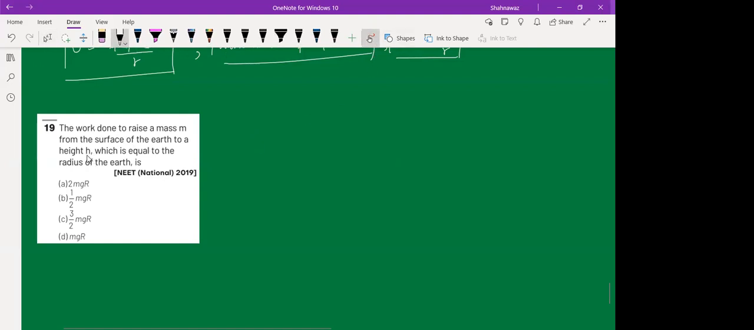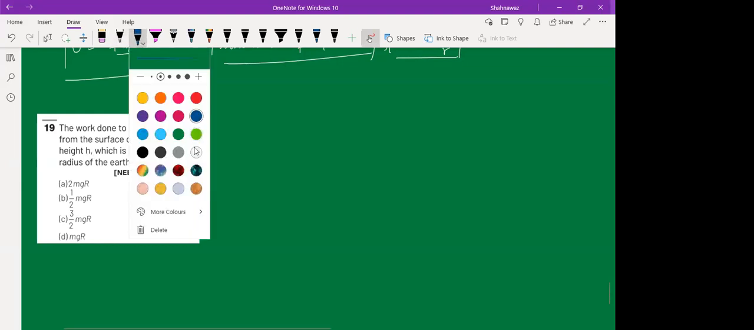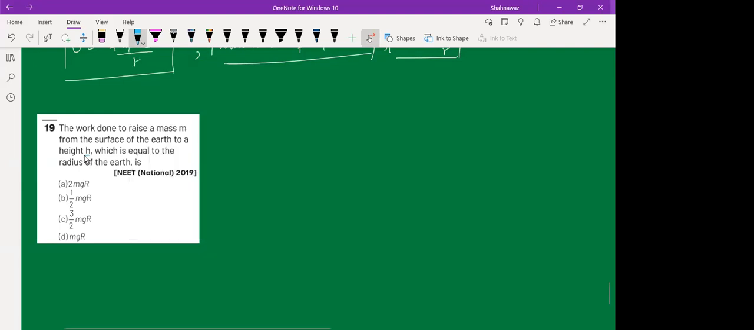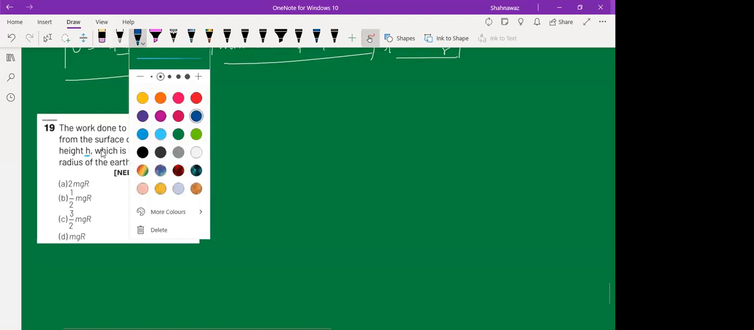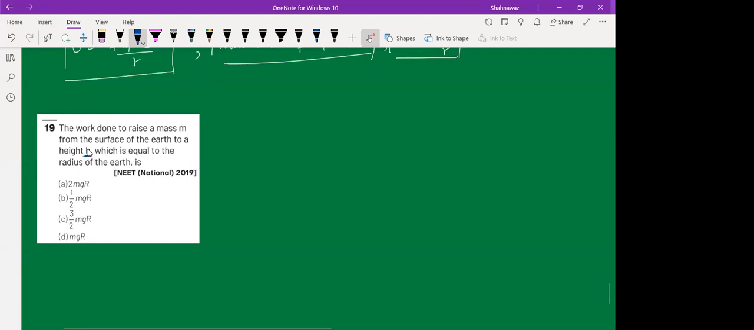So what is given? This height h, right? What is the relation given for this height? What do we know about this height h? Yes. So what is the information about this height h? Remember, we have to calculate the work done. So that we know would be delta U, which is U final minus U initial.